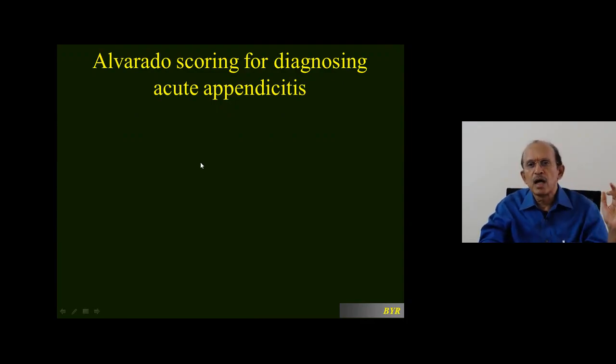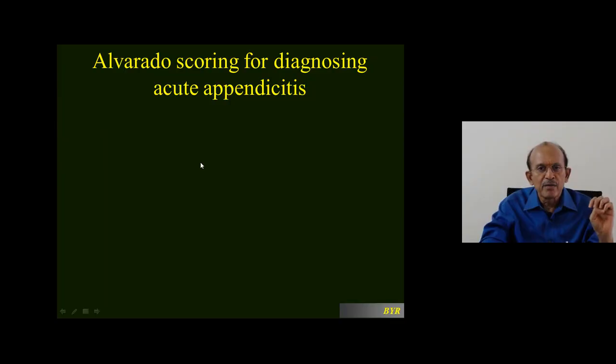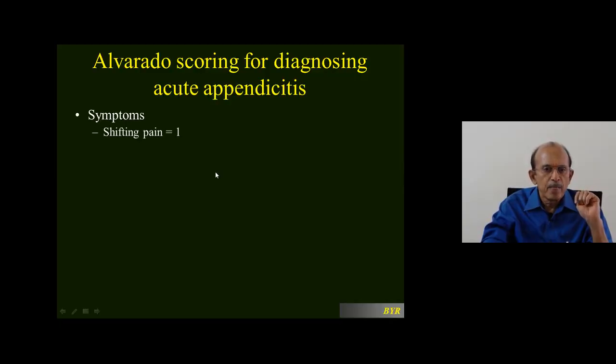So we have only a few symptoms and signs, but they are quite variable. That is why, how to arrive at a diagnosis? There is a scoring method to arrive at the diagnosis. That is called Alvarado scoring.